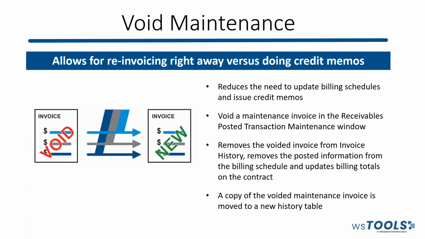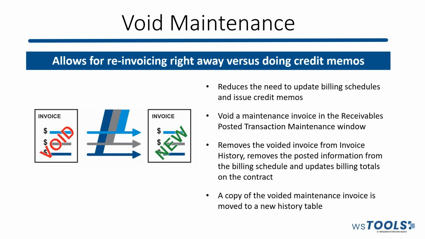We're here if you have a maintenance invoice that you've processed and you've determined, yep, that was the wrong dollar amount, I need to void it and start over. That's what void maintenance is all about. It takes care of that long process of doing the credits and updating those billing schedules. The other 3 bullets here on the slide just highlight how it works.